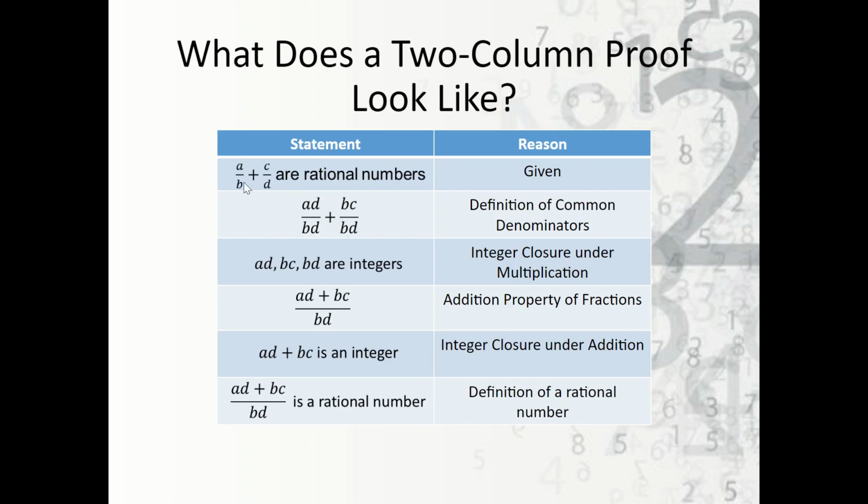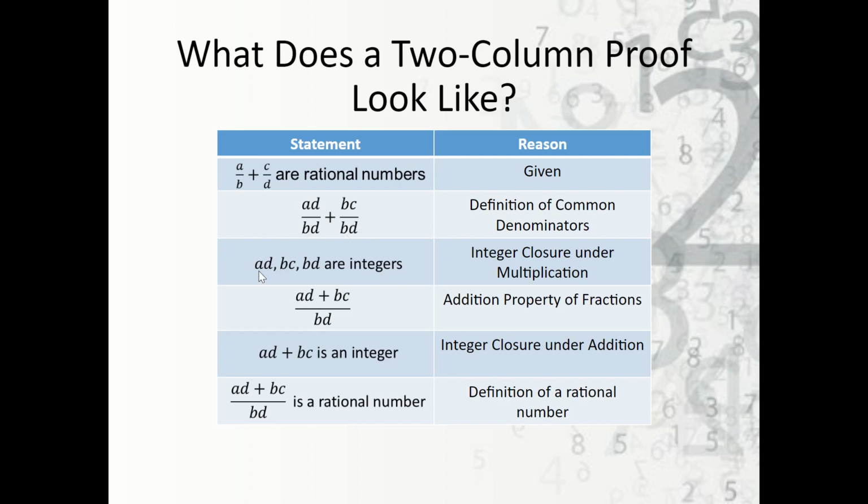How do we know that? Well, all we did there was, to get from here to here, we found common denominators. And that's the definition of common denominators, right? That's something that we know to be true. So we use the definition of common denominators to be able to add these two rational numbers, even though they don't have common denominators already.